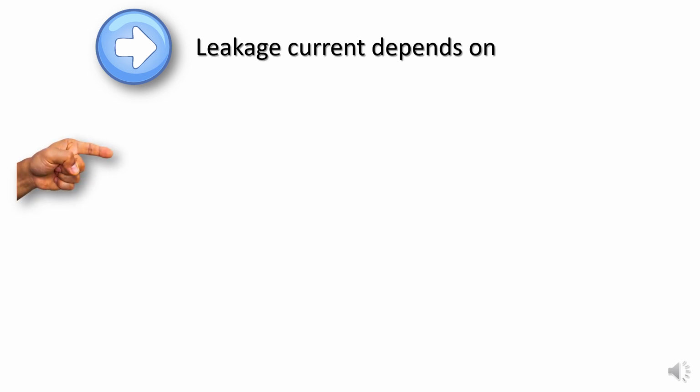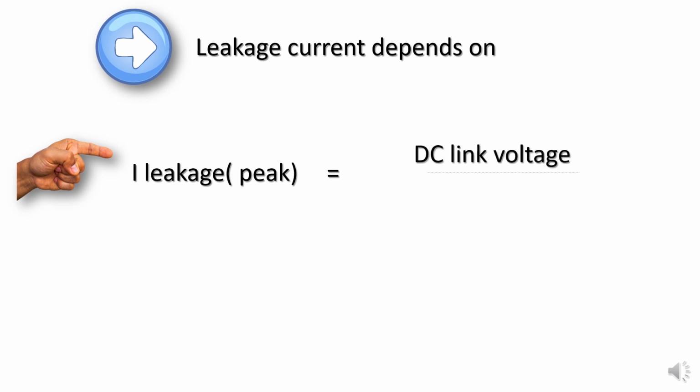But our leakage current has two properties. It is not so simple. Let me try to give one formula. Leakage current depends on the leakage current peak. Here I have mentioned I leakage peak. Maximum leakage current is nothing but the DC link voltage divided by the system impedance.